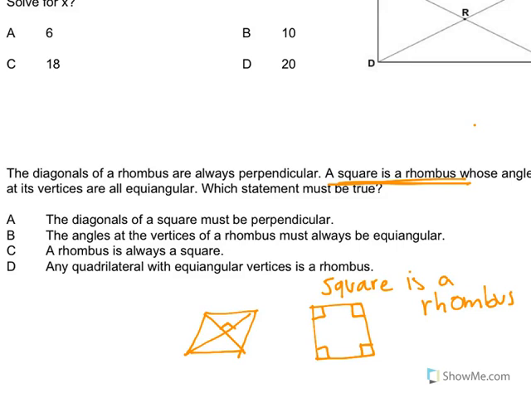So guys, again, a square is a rhombus. This is the key phrase. Because if a square is a rhombus, a square has the properties of a rhombus. Since the rhombus has perpendicular diagonals, a square also has perpendicular diagonals. The answer there was A.